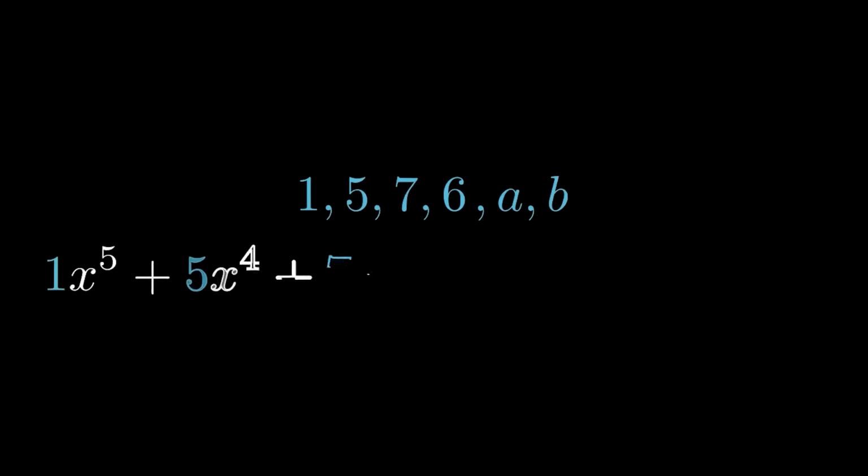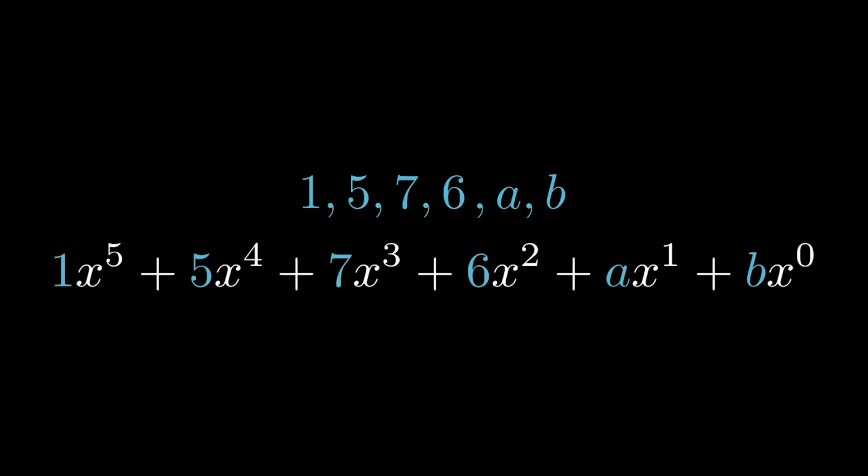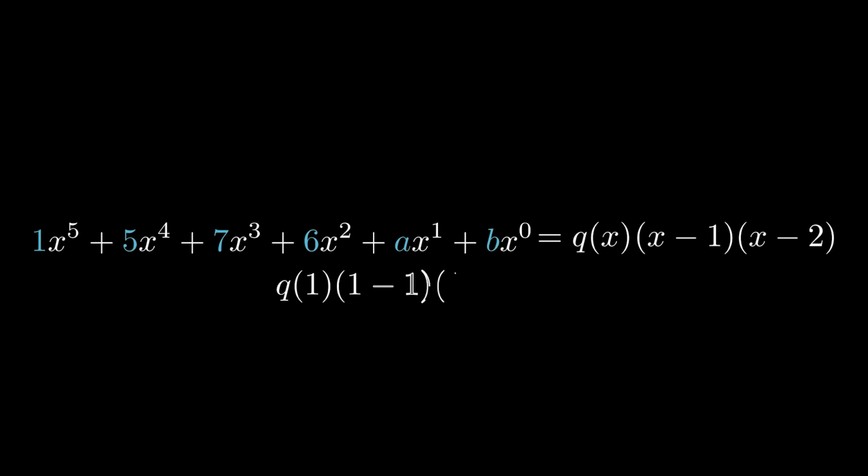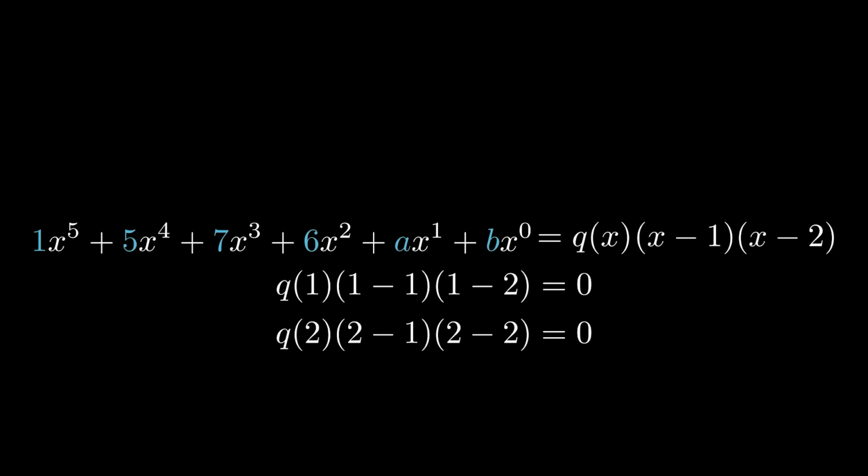Now imagine these 6 numbers as the coefficients of a degree 5 polynomial. I'm going to set A and B so that this can also be written as a degree 3 polynomial times x minus 1, x minus 2. That way, if you plug in 1 or 2 and evaluate it, you should get 0. If you don't get 0, you know there was an error in transmission.